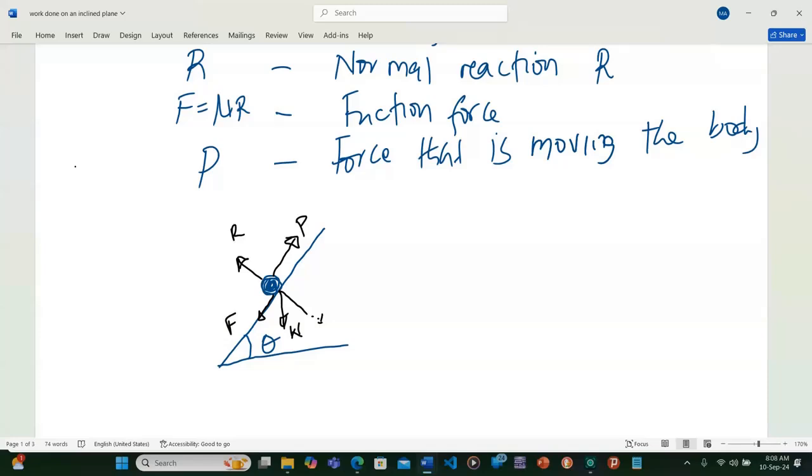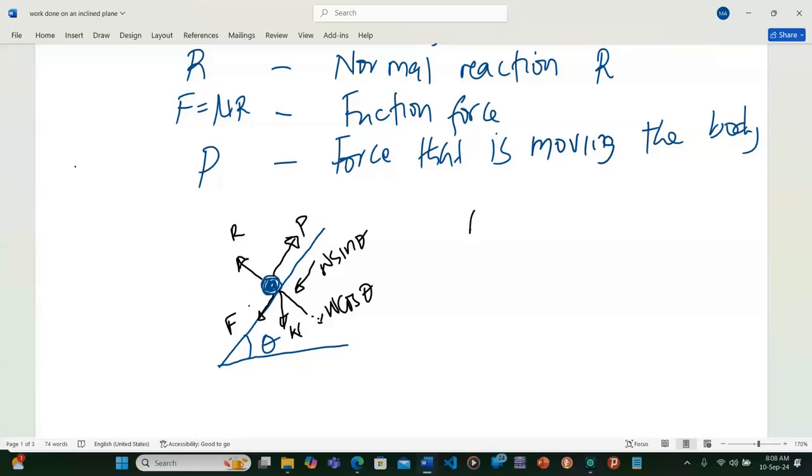Then there is a component of the weight that gives the normal reaction, and that's what we call W cos theta. The other component of this W is called W sin theta, which acts along the plane in that direction. So this force is acting on the body, pulling it down, and is a result of gravity, that is, due to the weight of this body.